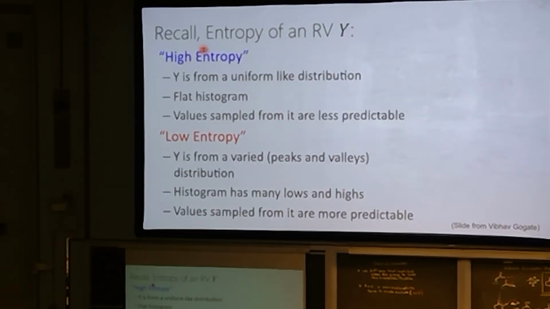Just to emphasize, high entropy comes from something like a uniform distribution, or a flat histogram. The values sampled from it are less predictable because they come from the whole space. And low entropy is the opposite of that. Parts of the space you don't expect to see samples from, and so in general you tend to be less surprised.